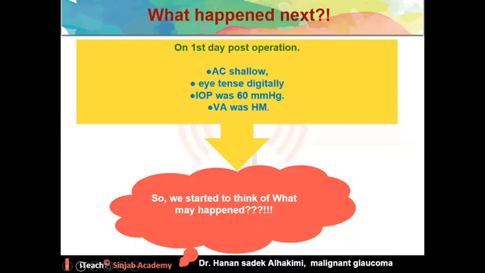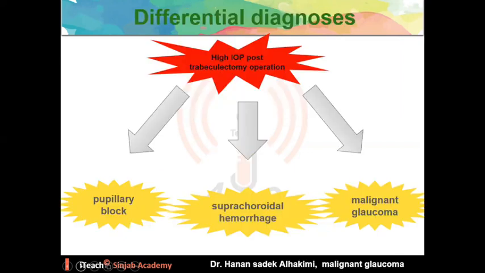However, unfortunately, on the first day post-operation, the patient presented with shallow AC, a tense eye digitally, the IOP was 60 millimeters of mercury, and the visual acuity dropped to hand movement. So we started to think what may have happened. We have a high IOP post-trabeculectomy surgery.